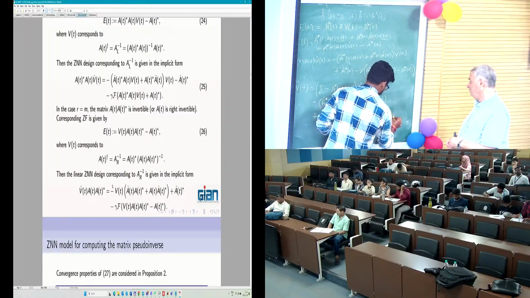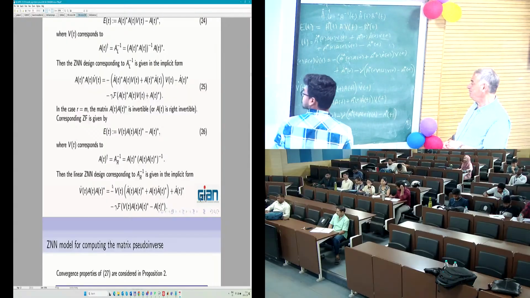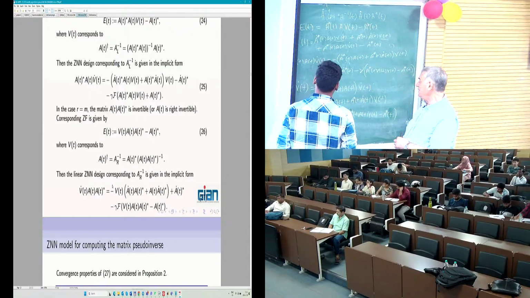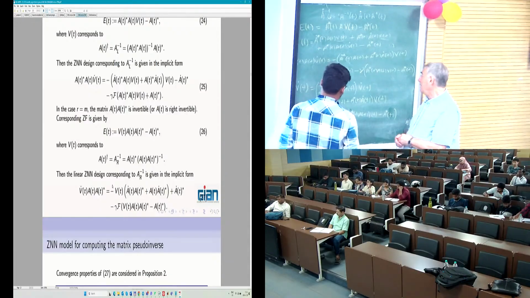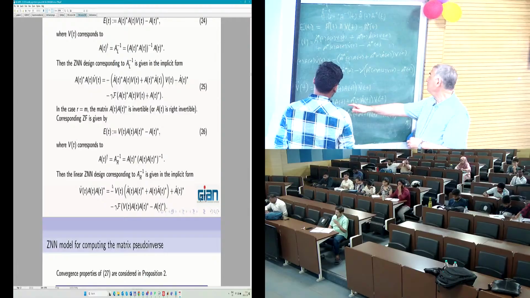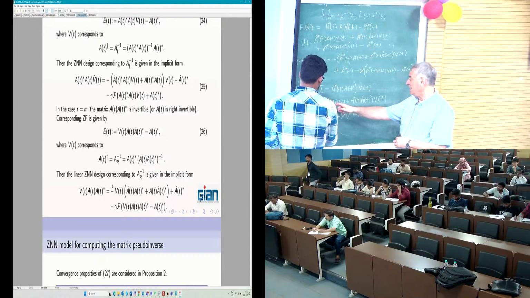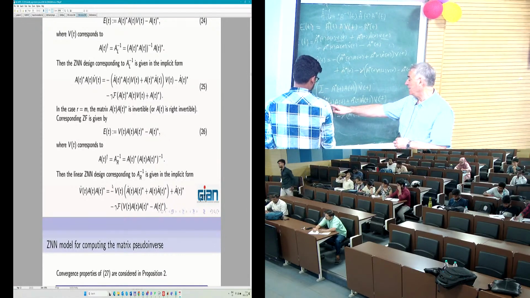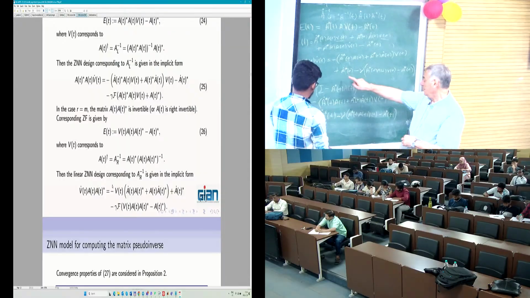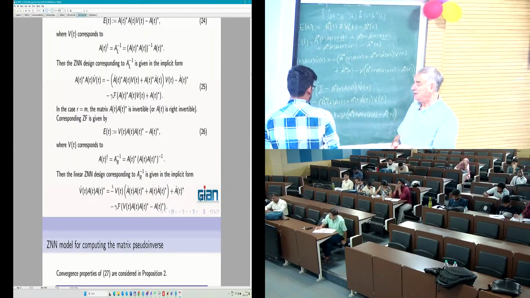V of t, the left-hand side as previous, and the other terms are the same. One term is the derivative of A. It is minus gamma times the error function.